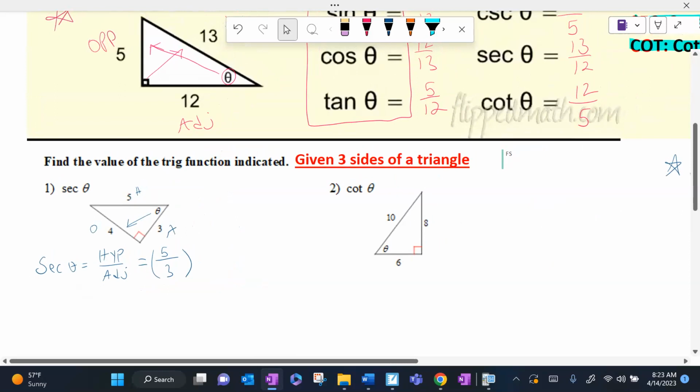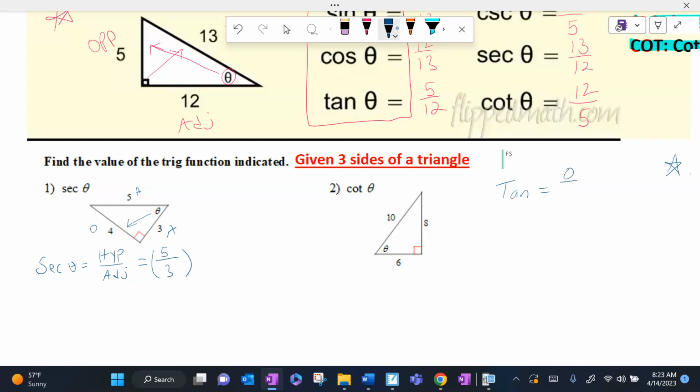So one more, given the cotangent of theta. Well, again, cotangent should be the opposite of tangent. And again, if it helps, you can always write it down. Since tangent is OA, opposite over adjacent, we know cotangent should really be adjacent over opposite. So again, I'm going to label the sides opposite, adjacent, hypotenuse. Adjacent would be 6 over opposite 8, so our answer should be 6 over 8.